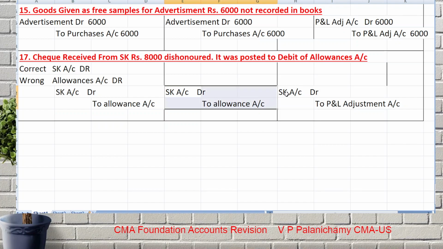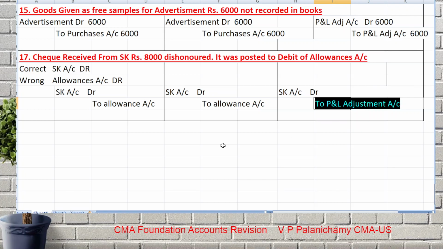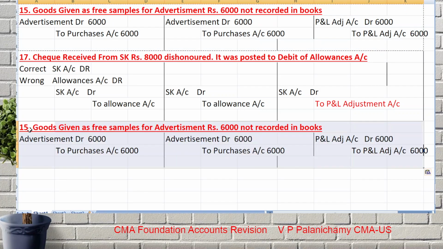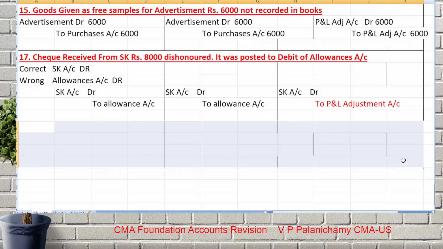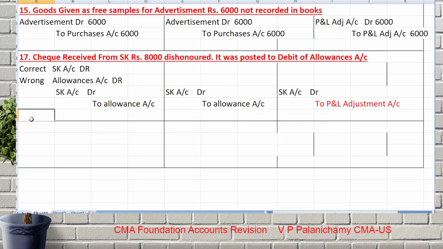After trial balance also the same. After final accounts, SK account debit to which account? P&L adjustment account. This is also important. In the last five or six questions, when your question is a little tough, they can give you all these things.